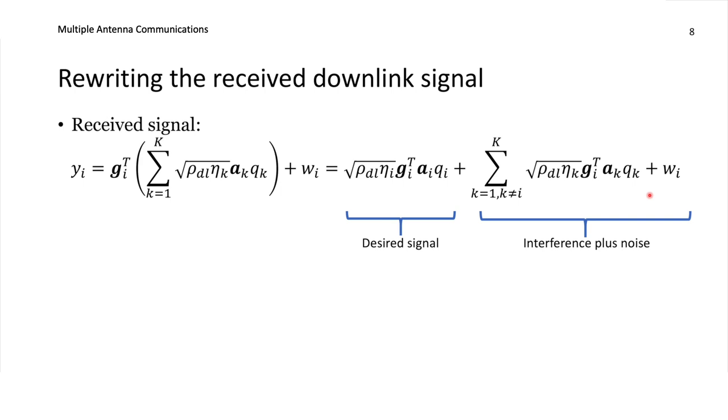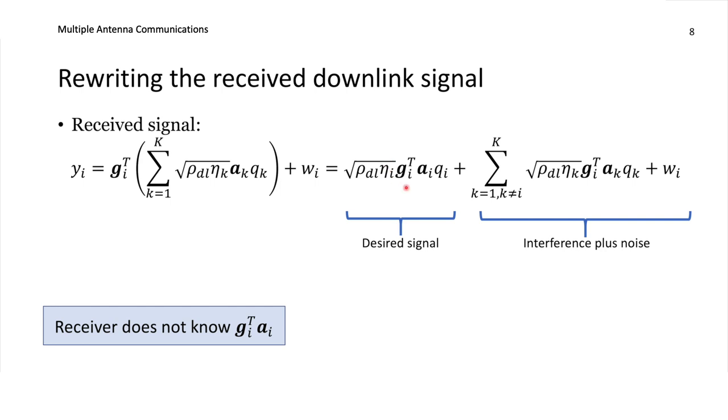However, the problem is that the receiver doesn't know the channel here. It doesn't know g_i transpose. We didn't have any mechanism for the receiver in the downlink, the users, to know the channels. We didn't send any pilots or anything like this. And in general, you could do that, but it's not necessary in a communication system. The important thing is that we are sending pilots in one direction, namely in the uplink, so that we are able to estimate the channels there and select the precoding vectors in such a way that this inner product becomes sort of predictable to us as a receiver.